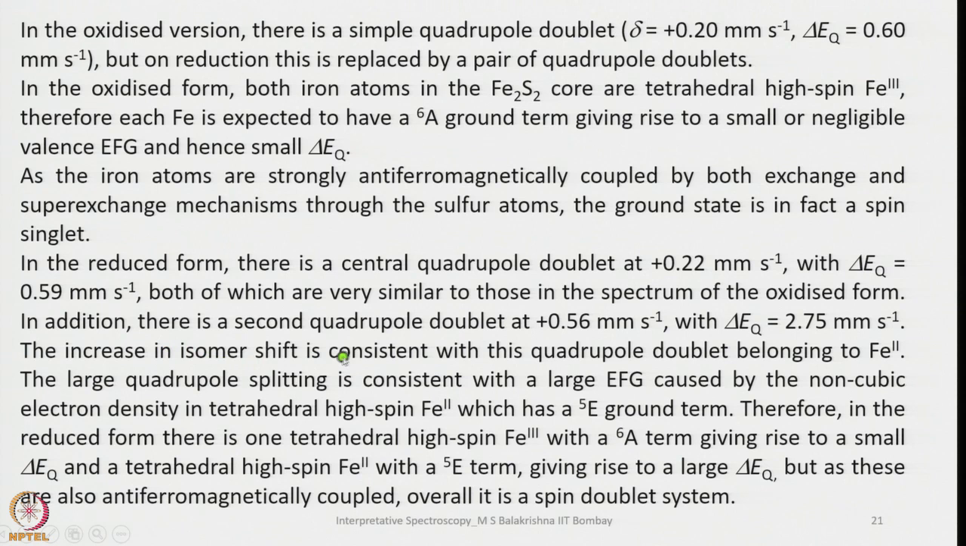The increase in the isomer shift is consistent with this quadrupole doublet belonging to iron 2+. The large quadrupole splitting is consistent with a large EFG caused by the non-cubic electron density in tetrahedral high-spin iron 2+, which has a 5E ground term. Therefore, in the reduced form, there is one tetrahedral high-spin iron 3+ with a 6A1 term, giving rise to a small delta EQ, and a tetrahedral high-spin Fe2+ with a 5E term, giving rise to a large delta EQ value. But as these are also antiferromagnetically coupled, overall it is a spin doublet system. This is how the data is interpreted.